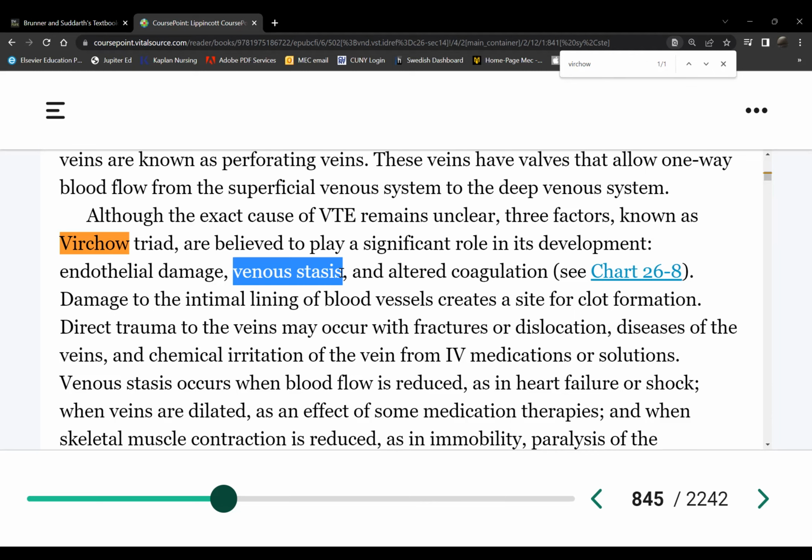So what about me? On weekends, my mobility decreases. Okay, I'm just on the couch, remote, and everything's handed to me. Does that cause venous stasis? Yes. Okay. And then finally, altered coagulation.